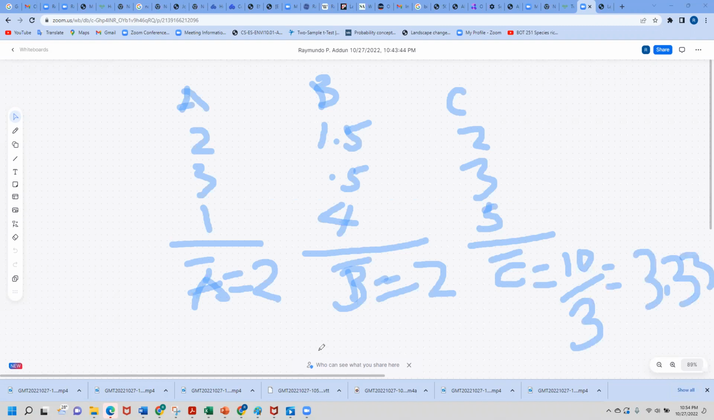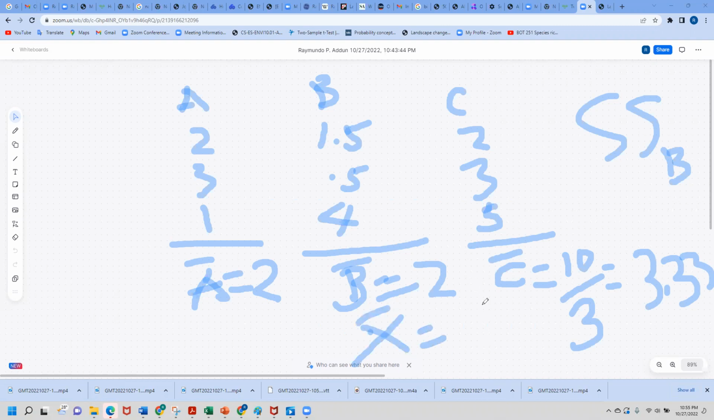Let's see. So we were saying that to compute the sum of squares, this is what we are going to compute, the sum of squares between. So you get the overall mean first. The overall mean of this is the mean of the means. So 2 plus 2 plus 3.3 divided by 3. So 4, 7. So that's 7. The mean, or let's just call that the grand mean.